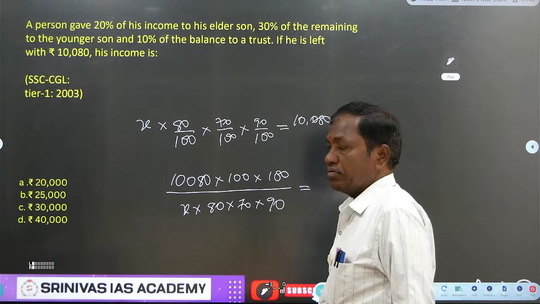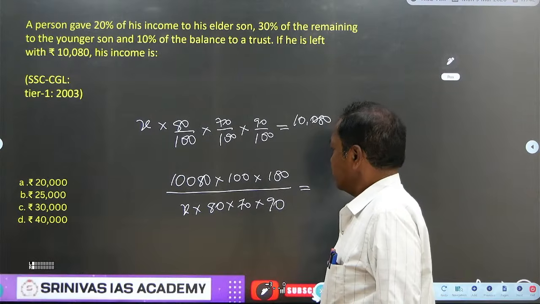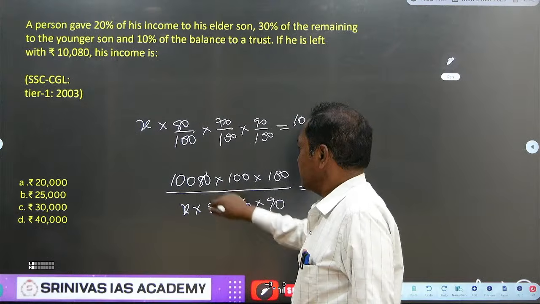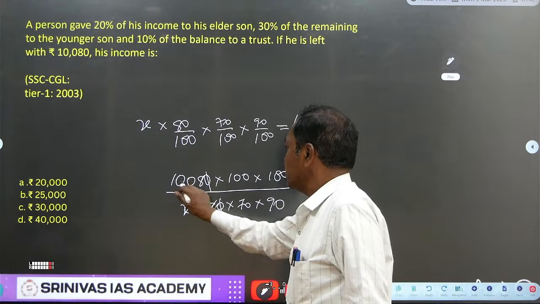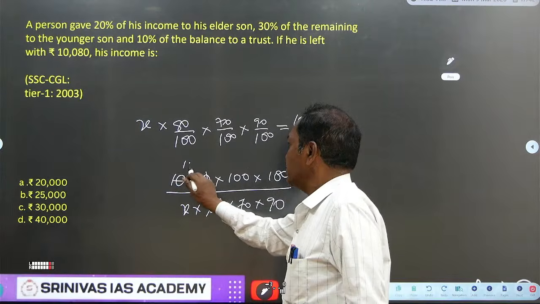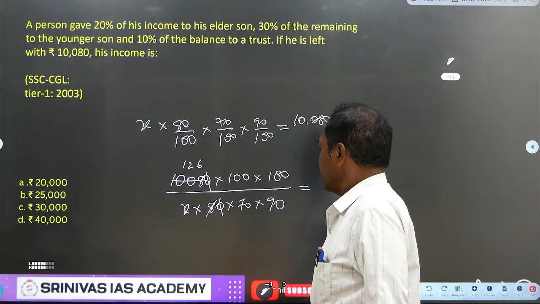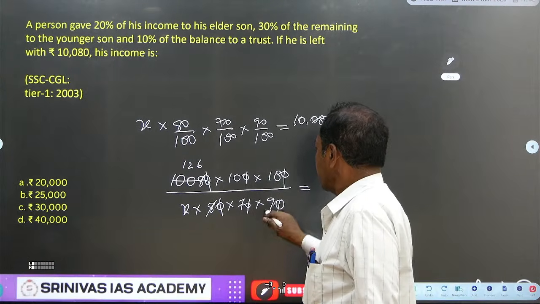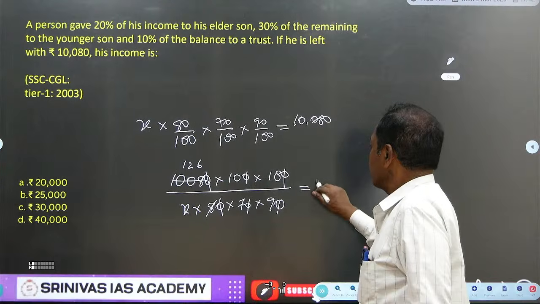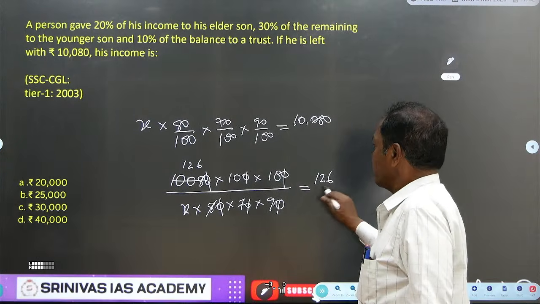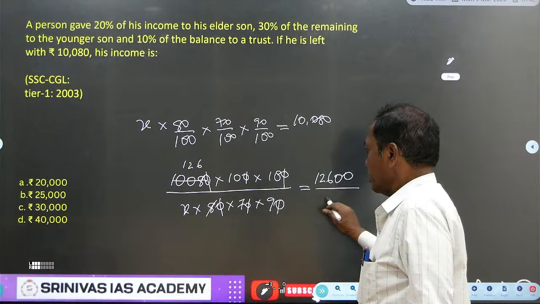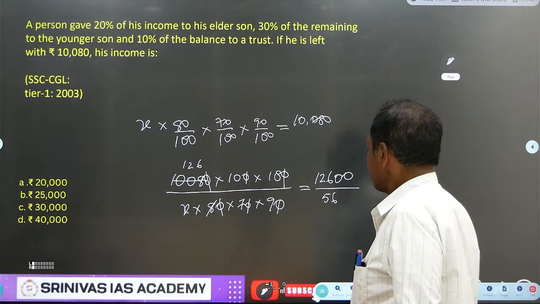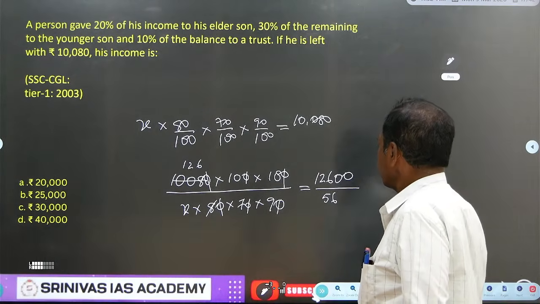Sir, which one? 90, correct sir, correct. This is multiples of 1000. 126. Okay, and this 70 cancels, this 00 cancels. 126 with 2 zeros divided by 56. You see how much it will come.